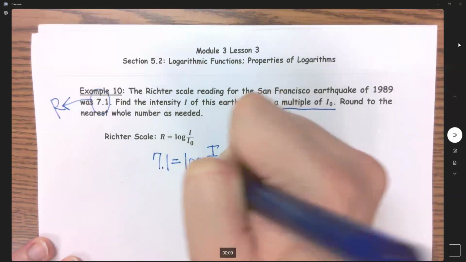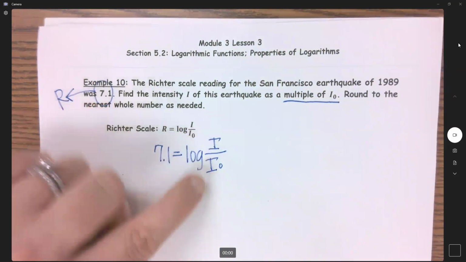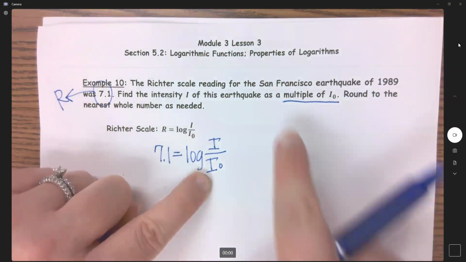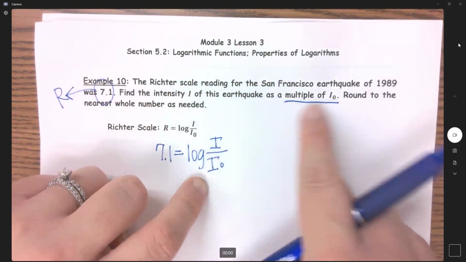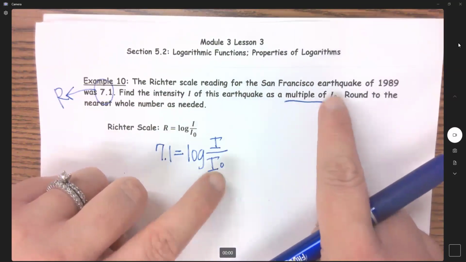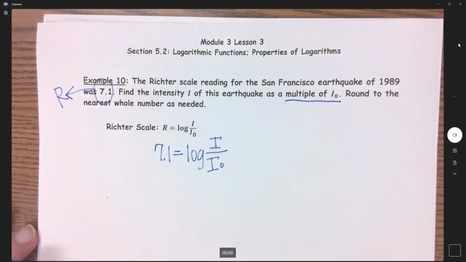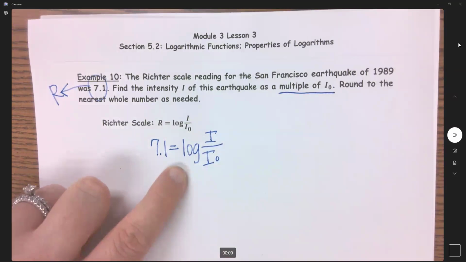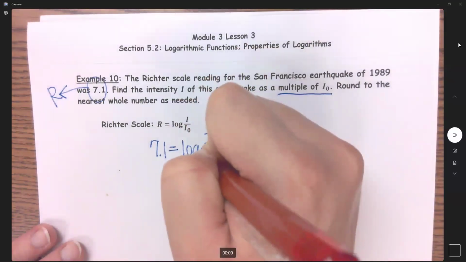Now here I technically have two unknowns. I have an unknown I as well as an unknown I sub 0, or I naught. But I am wanting to find the intensity, so I'm solving for I as a multiple of I sub 0. So we're going to have this in our answer here. So first what we need to do is rewrite this. This is a log with what base? This is a log with a base of 10. This is your common log.